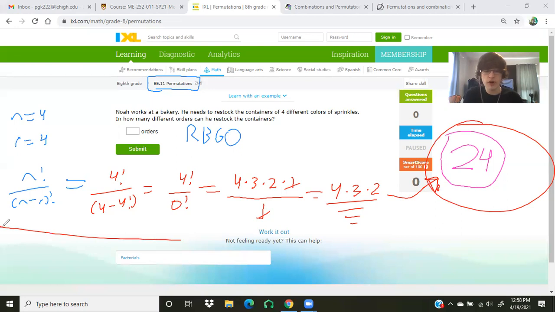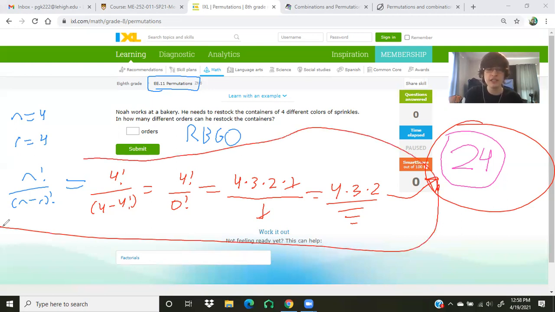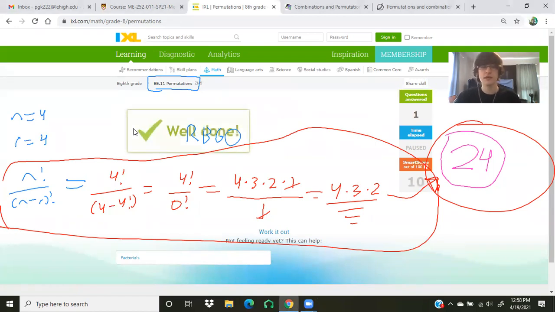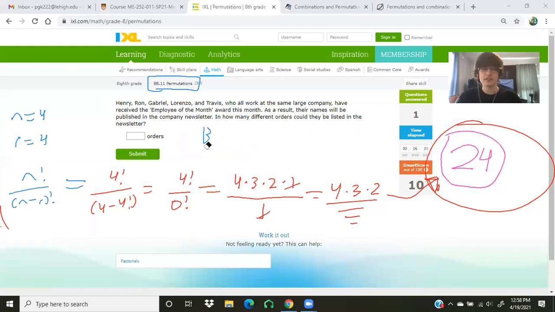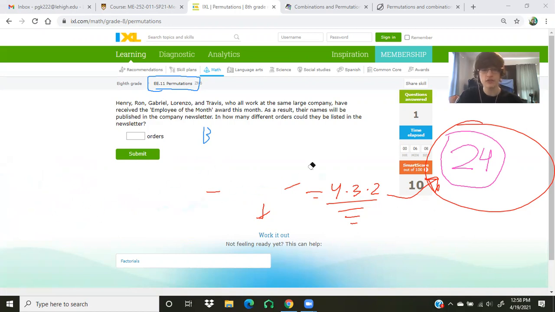So this process took significantly less time than writing out all of the tables. Let's see if we're right. Is it 24? And it is. Fantastic. So let me quickly erase all this here, and we'll use this formula to solve another question.